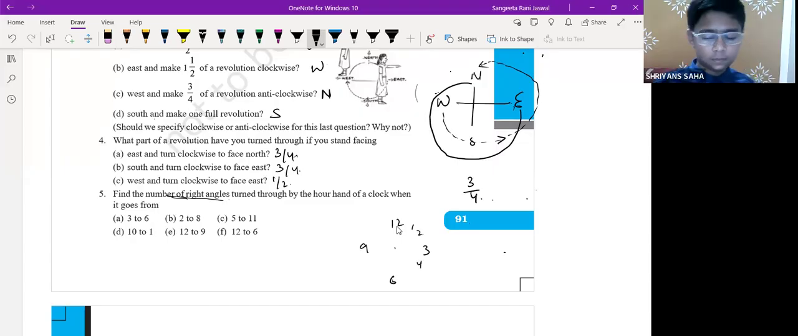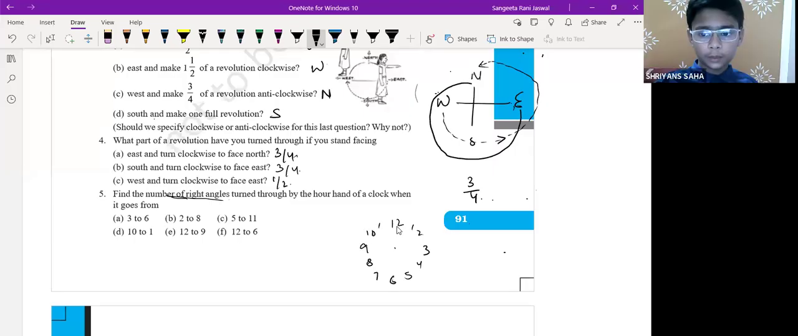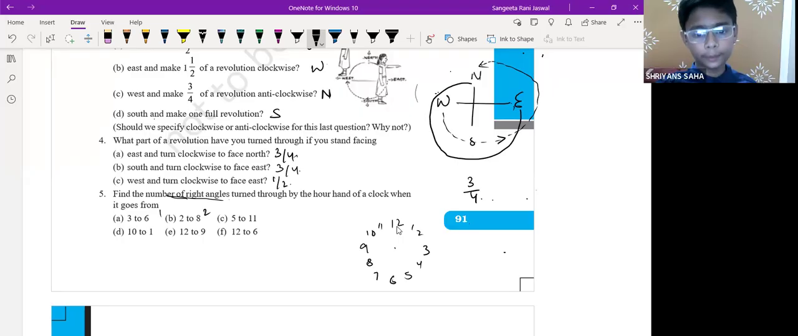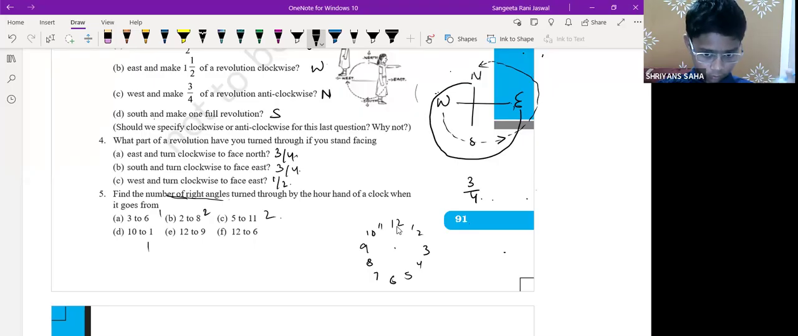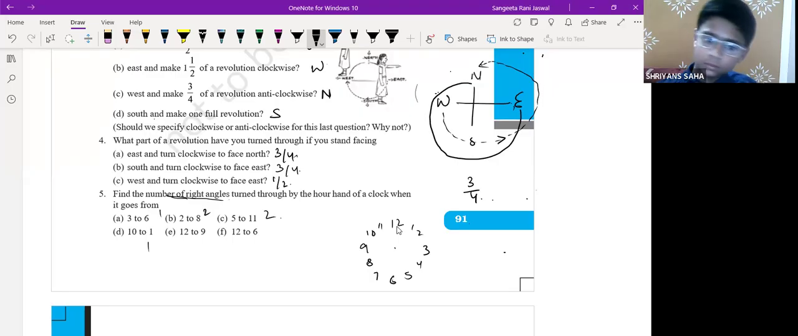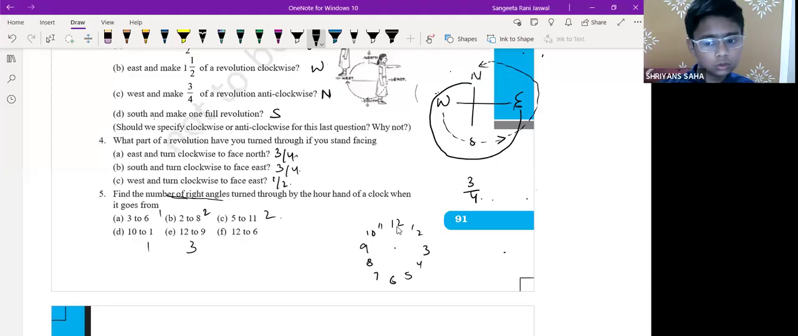1. Okay, tell me for the next one. From 2 to 8, 2 to 8 is 2 right angles. From 5 to 11, again 2 right angles. From 10 to 1, 1. From 12 to 9, 3. 12 to 9 is 3. 12 to 6, 2.